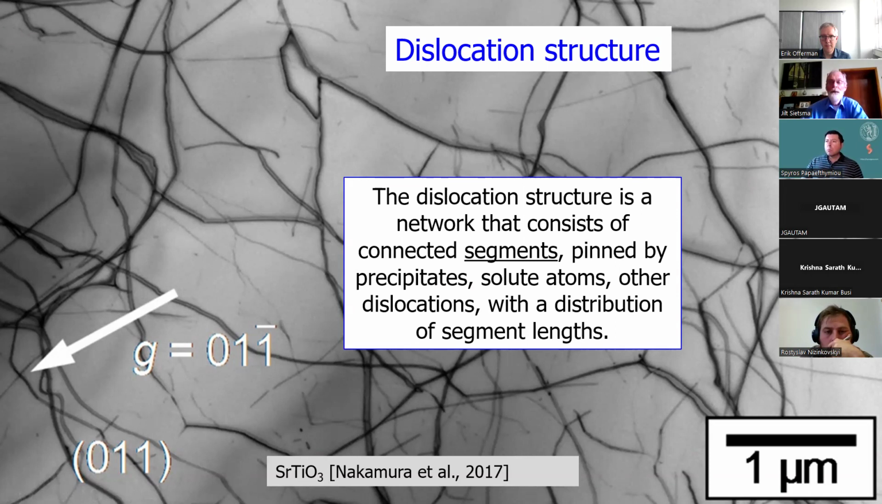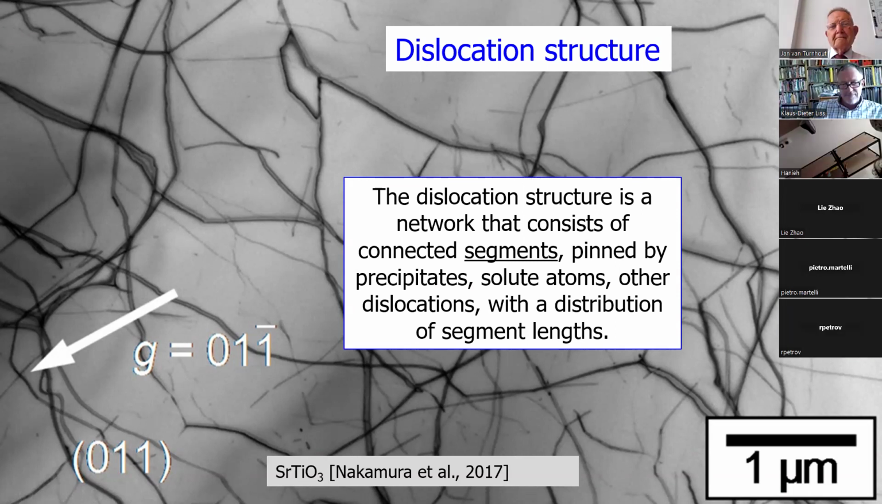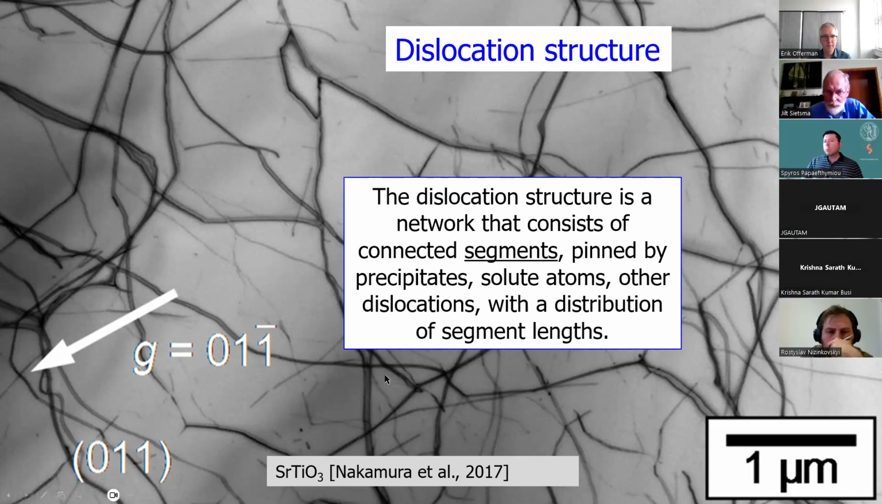So when I speak about the dislocation structure, I mean this three-dimensional network, and that consists of connected segments, because they're all connected. There are pinning points. The pinning points might be dislocations, might be precipitates, might be solute atoms, as I said. But in between those pinning points, we have dislocation segments. And of course, there will be a distribution of segment lengths. They will not all be the same.